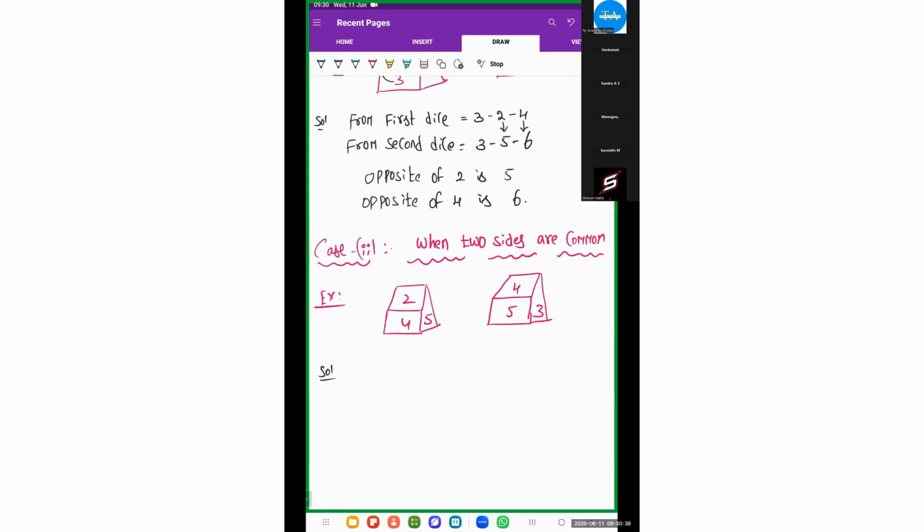Second one is also 4 and 5, the common. So 4, 5. Now 4, 5, 4, 5 you can eliminate. So 4, 5, 2. Then 4, 5, 3. Tell me here, two opposite is what? 3. Yes, very good. So opposite of 2 is 3. Clear?